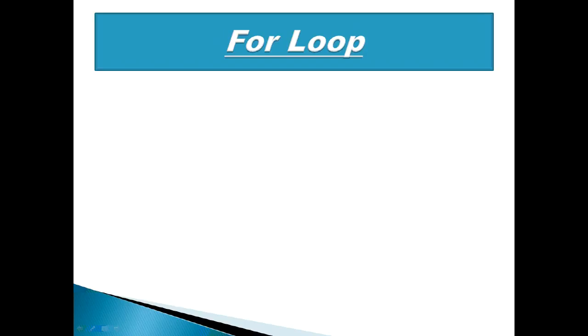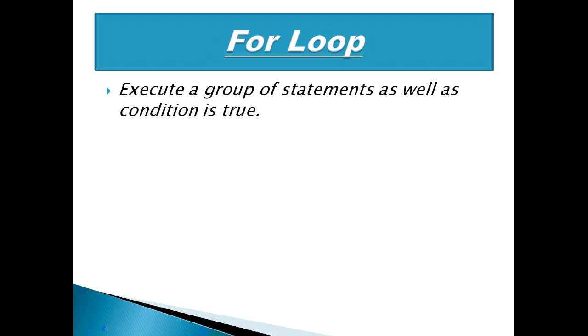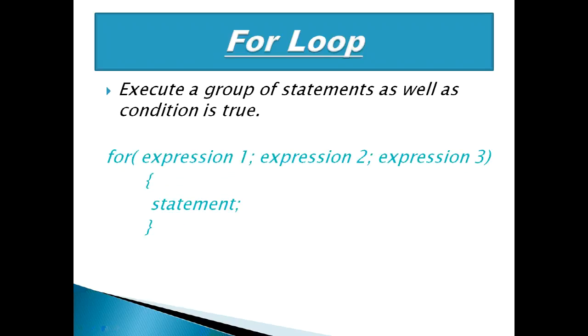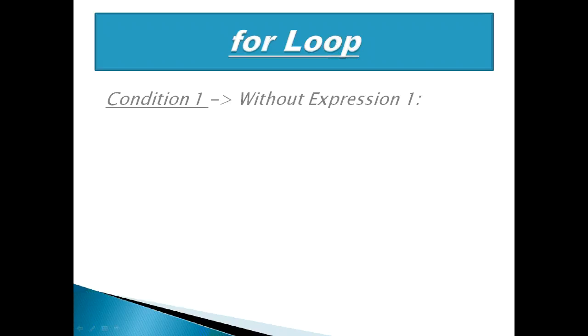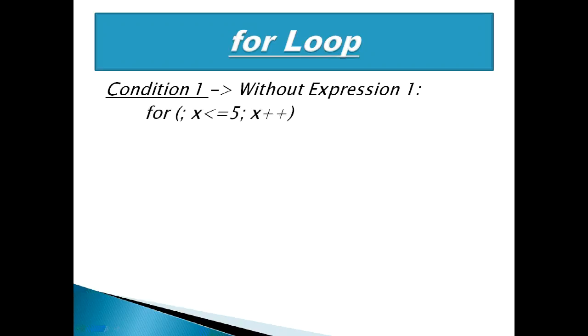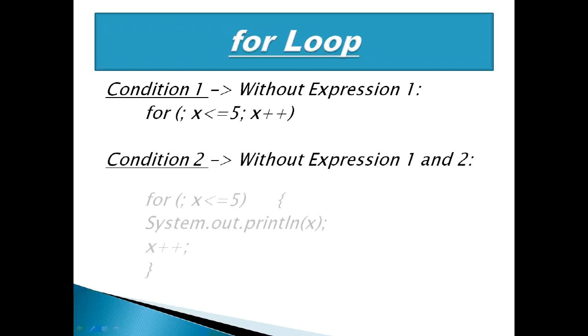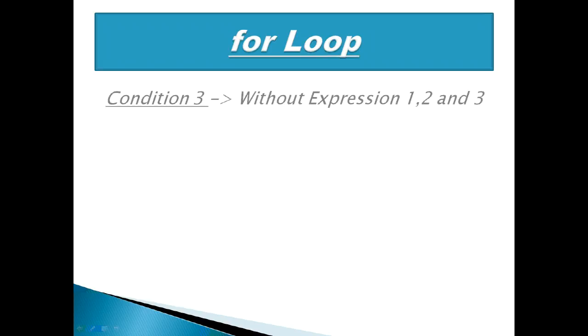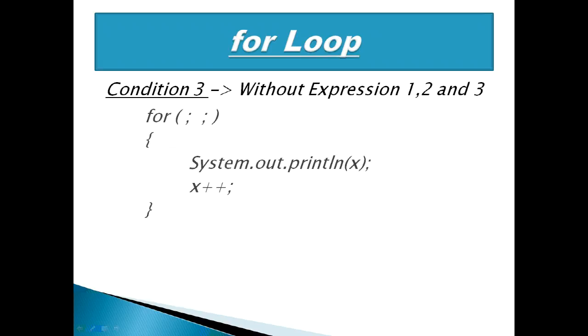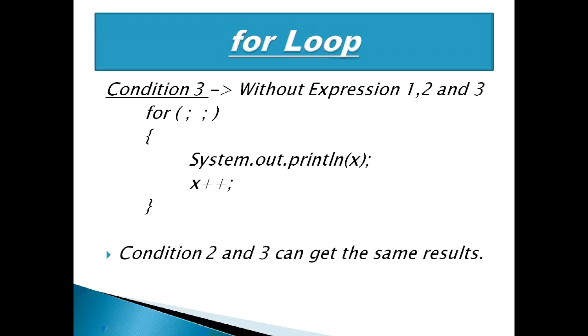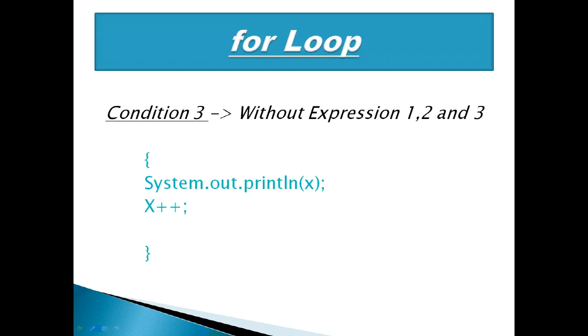Next is the for loop. This loop is also the same as do-while or while loop. This loop executes a group of statements as long as the condition is true. For loop syntax is for, expression 1, expression 2, expression 3, and statement. We can write the for loop without expression 1 like this, without expression 1 and 2 also like this, or without expression 1, 2 and 3 also like this. Here in the second and third cases we can get the same result, but in the third case we need to add a statement that tells where to stop.